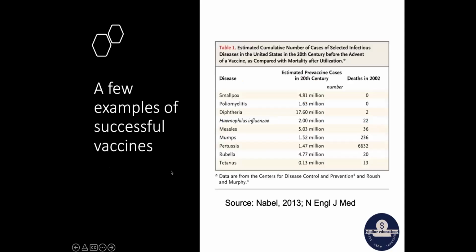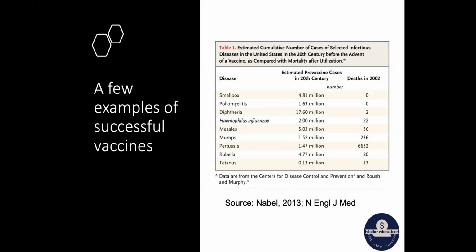So when we talk about the active ingredient, these are the different diseases which have been eradicated. This data has been taken from the New England Journal of Medicine, published in 2013. It shows that smallpox, which was killing around 4.8 million people in the 20th century, killed 0 people in 2002. And thanks to vaccines, the same is true for polio. It was killing around 1.6 million people, and now nobody is being a victim of polio.